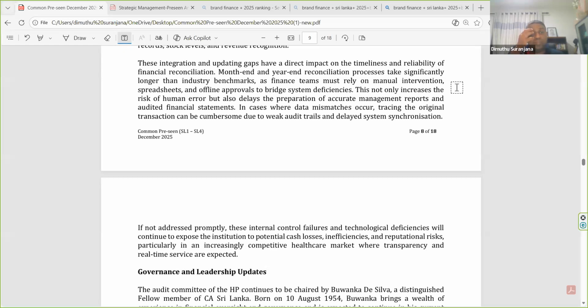Month-end and year-end reconciliation processes take significantly longer than industry benchmarks, as the finance team must rely on manual interventions, spreadsheets and offline approval systems. This not only increases the risk of human error, but also delays the preparation of accurate management reports and financial statements. In cases where data mismatch occurs, tracing the original transaction will be cumbersome due to weak audit trails and delays in synchronization. If not addressed promptly, these internal control failures and technology deficiencies will continue to expose the institution to potential cash losses and inefficiencies, particularly in an increasingly competitive healthcare market where transparency and real-time service are expected.